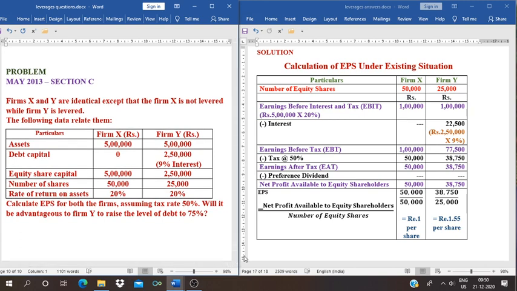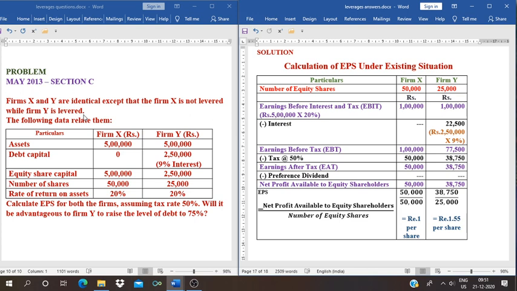This problem was given in May 2013, section C. Firms X and Y are identical except that firm X is not levered while firm Y is levered. There are two firms, X and Y. These two companies are similar in nature, but there is only one difference. What is the difference? X is not levered and firm Y is levered.